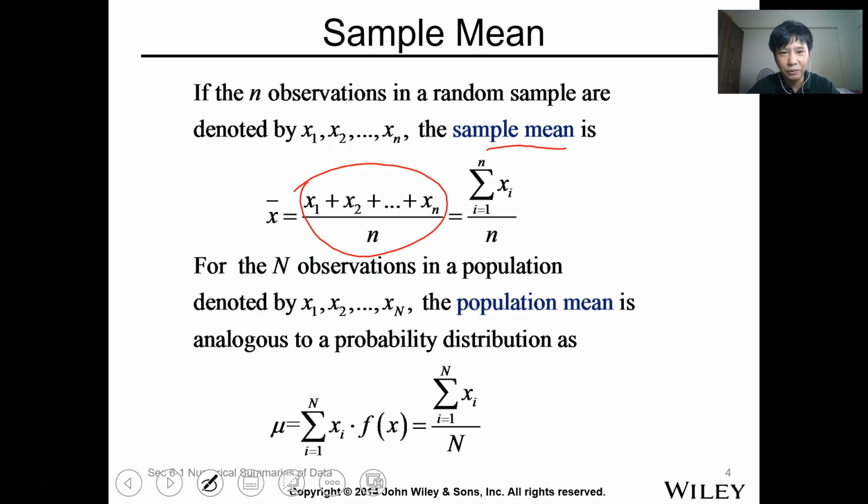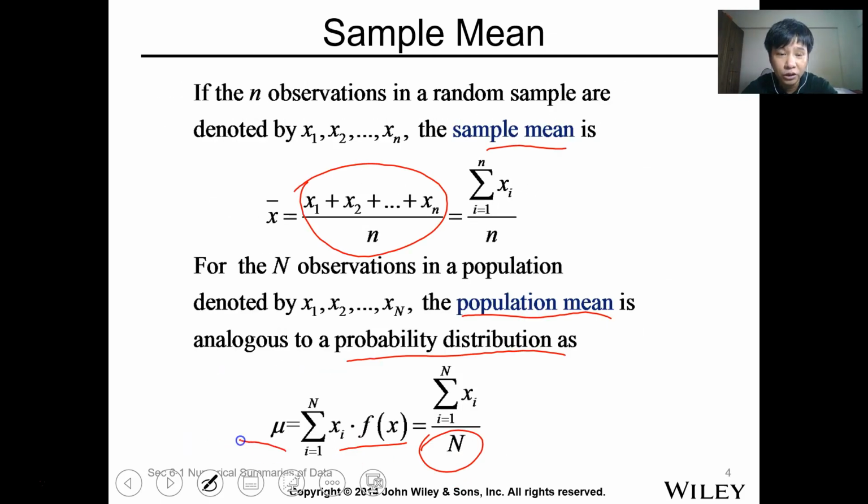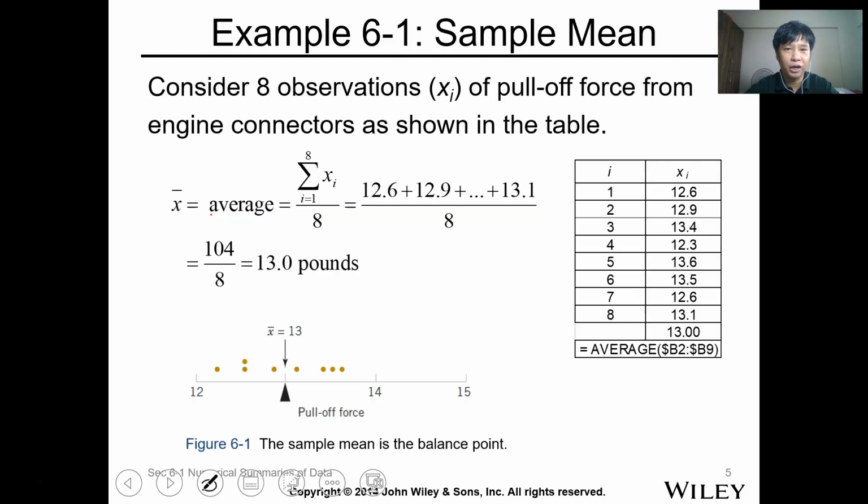So the sample mean is just the average of all the sample data. So you just get the sum of the sample, divide by the total number of sample. While the population mean is just the probability distribution of the total sample. Okay, so total sample siya, or total population. So we denote population mean as mu, and we denote sample mean as x bar.